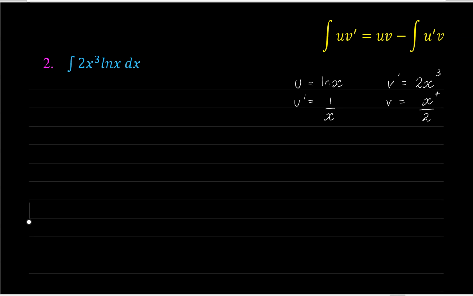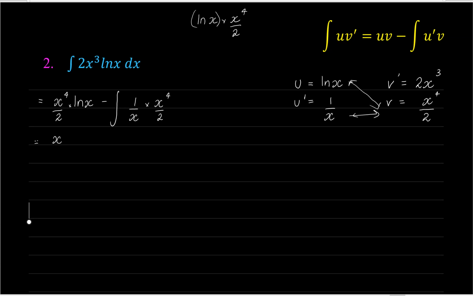Once again, we pop it into our formula, which means we're going to do those 2 times together first. So that's going to be x to the 4 on 2 times ln x, and I write it like that so I'm not confused. If I wrote it like ln x times x to the 4 over 2, I would probably have to have brackets around that, so that's fine to write if you so desire. Okay, minus the integral. Now we're going to times these 2 together, so that becomes 1 on x times x to the 4 on 2. Before I go straight into integrating that, I'm going to simplify first.